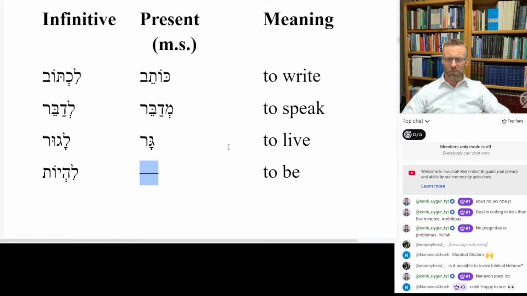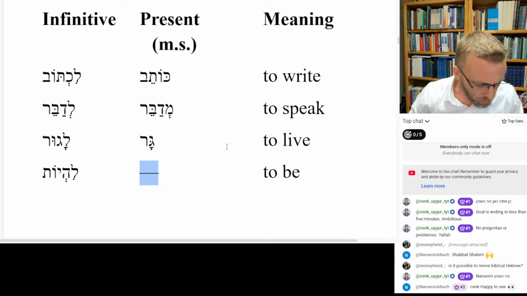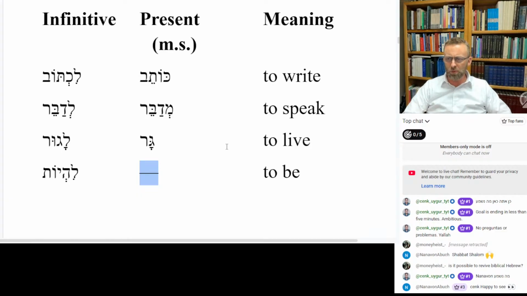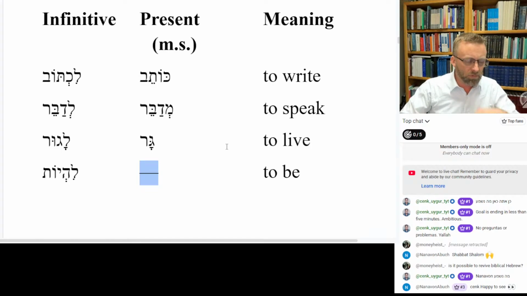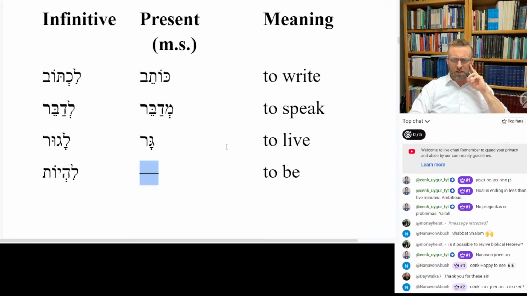Okay, is it possible to revive biblical Hebrew? Money Heist asks. Modern Hebrew is a revival of biblical Hebrew, actually. If you study the work of Eliezer Ben Yehuda, glad to have you with us there. Thanks for the comment below. I'm trying to keep an eye on all these comments while talking. Really glad that you guys are here.